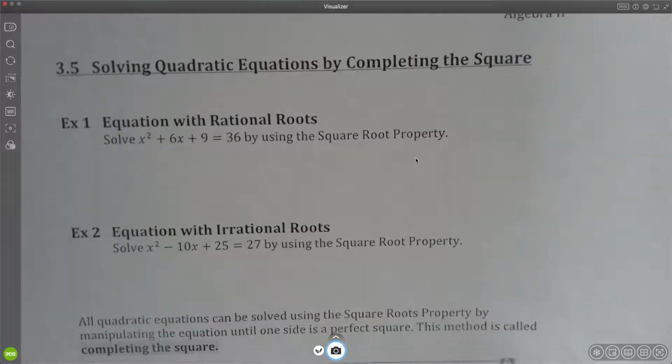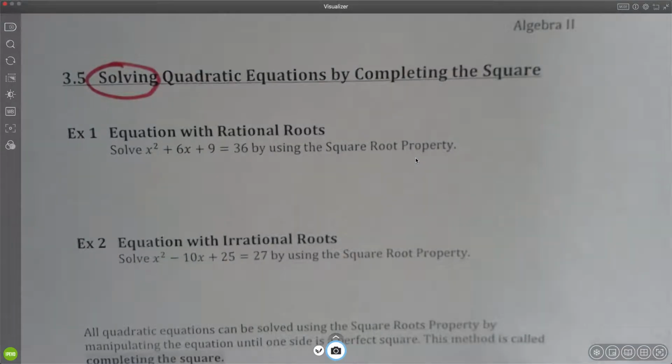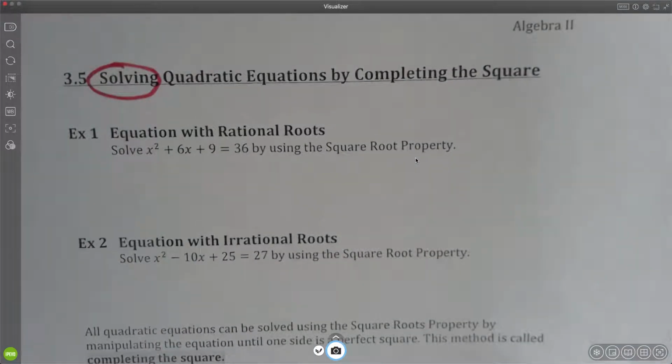All right, so in section 3.5, it says solving quadratic equations. We were doing that before. We were solving quadratic equations, right? Yeah. But this is just using a different method.